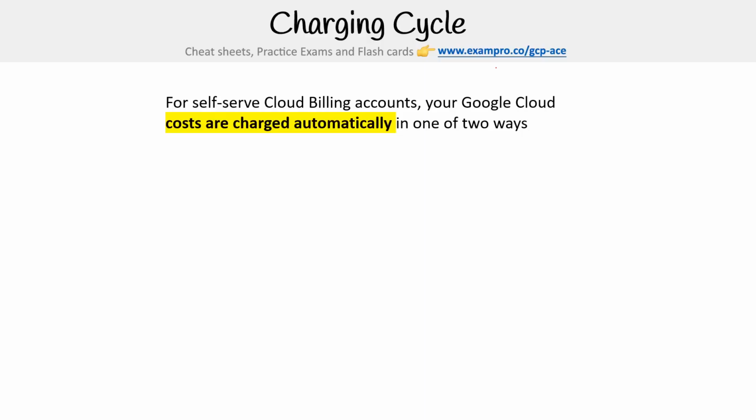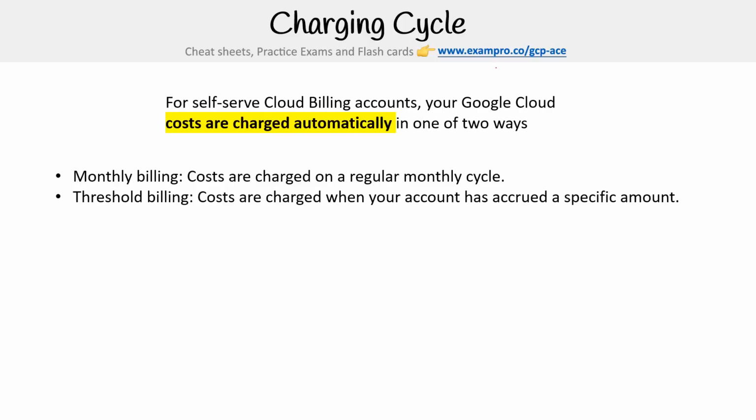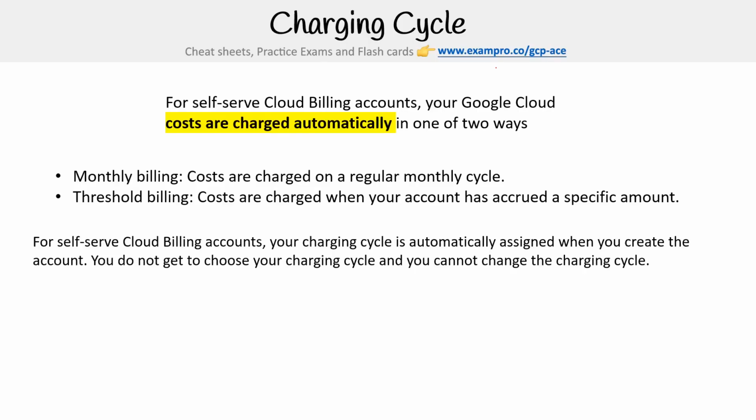For self-serve cloud billing accounts, your Google Cloud costs are automatically charged in one of two ways. You either have monthly billing, so costs are charged on a regular monthly cycle, or threshold billing, where costs are charged when your account has accrued a specific amount. For self-serve cloud billing accounts, your charging cycle is automatically assigned when you create the account. You do not get to choose your charging cycle, and you cannot change it.